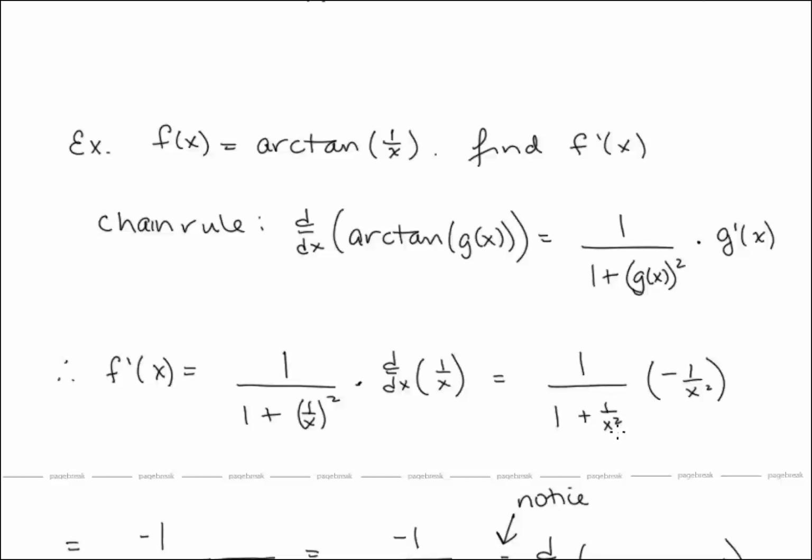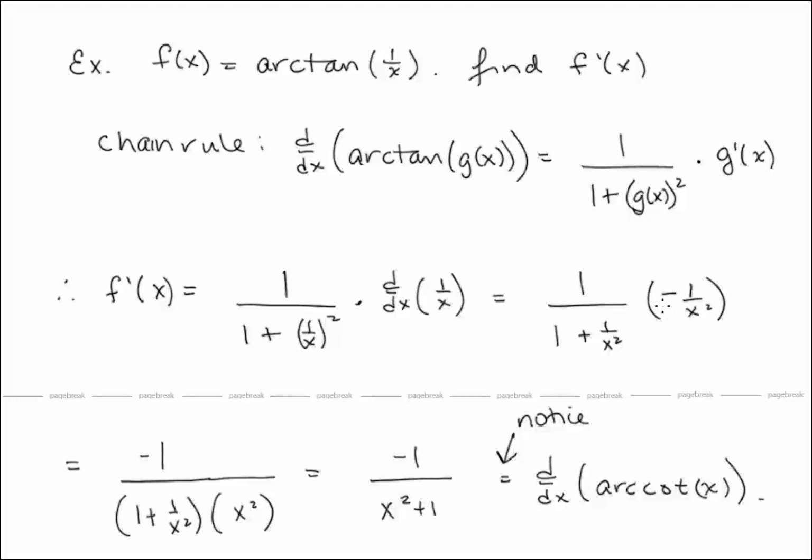We can simplify here. And then the derivative of x to the negative 1 is negative x to the negative 2, so that's here. Now just to simplify, we can write this x squared in the denominator and multiply through. And so we're going to get negative 1 over x squared plus 1. And so we found the derivative we're looking for. We were asked to find f prime of x, and we found that. But notice, this is the derivative of arc cotan x. So let's explore this a little bit.